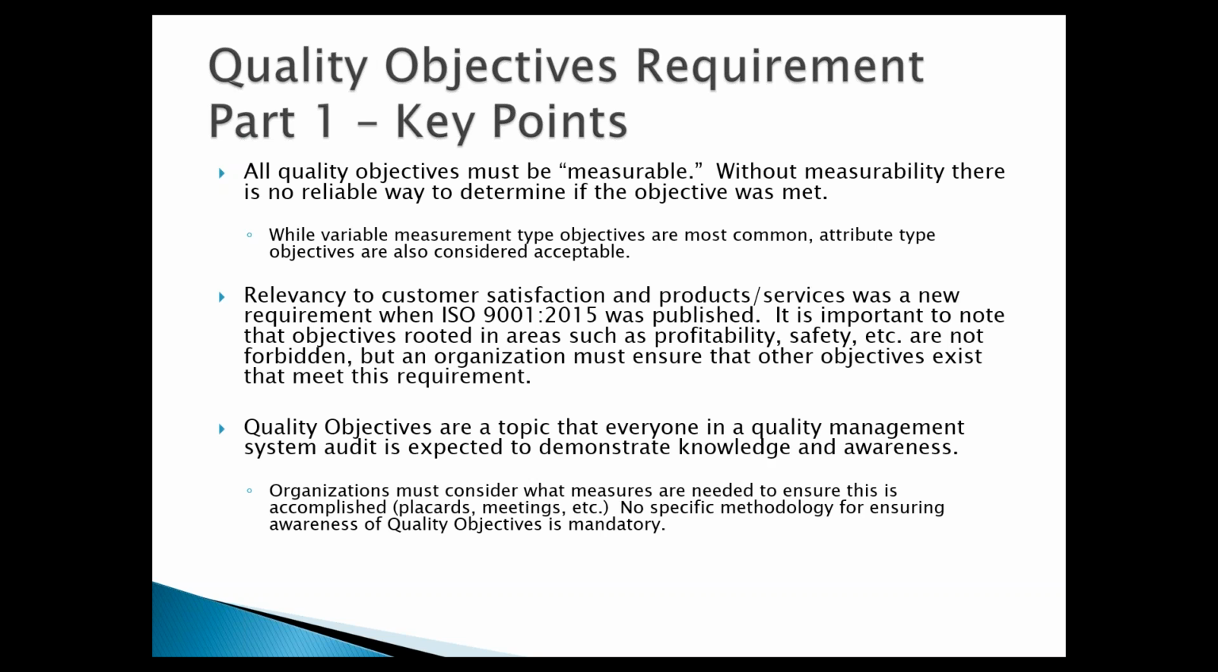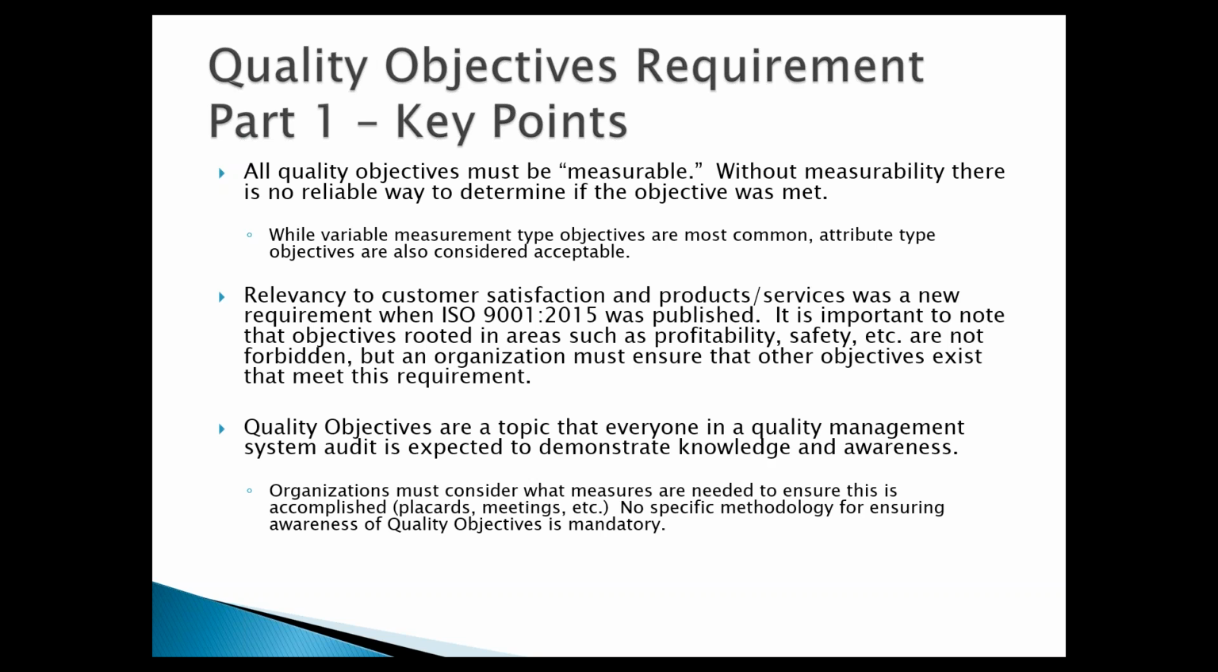Second key point. This business about the objectives needing to be relevant to customer satisfaction and products and services. That was a new requirement when ISO 9001:2015 was first published. Now, it's important to note that if you have objectives for things like profitability or safety, those are perfectly fine, absolutely acceptable. But you need to make sure that you have objectives that get to the conformity of your products and the satisfaction of your customers as well, in addition to the other objectives.